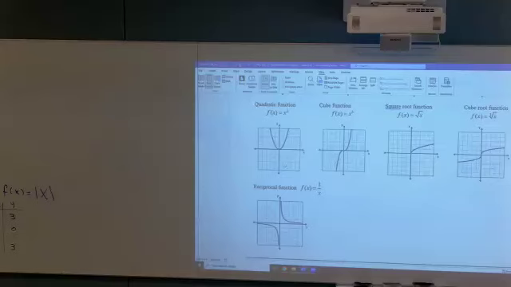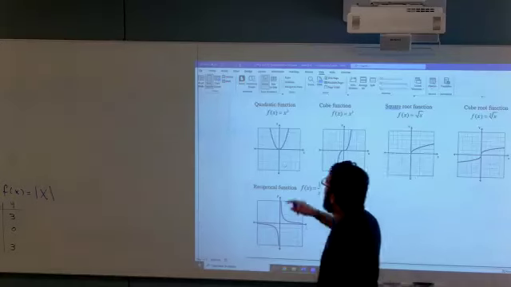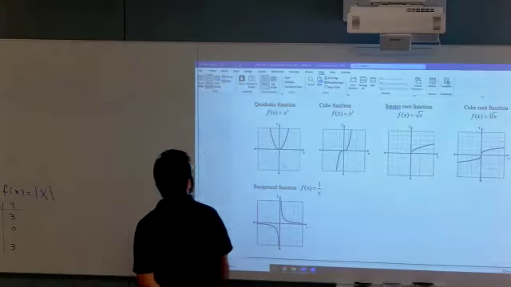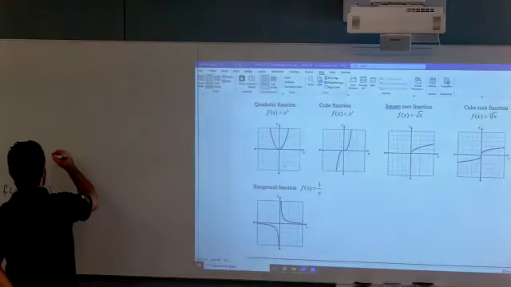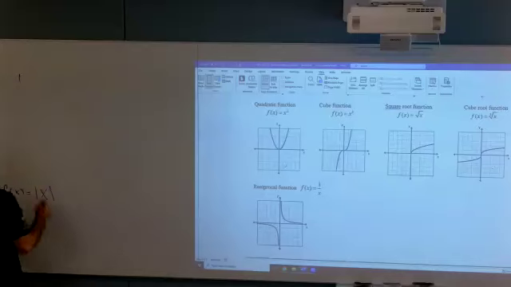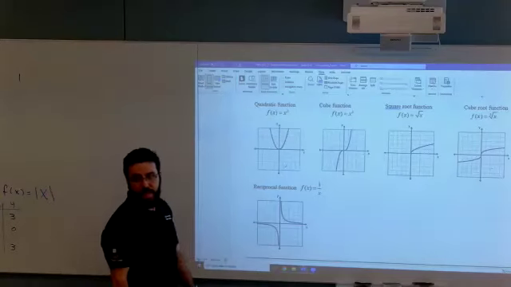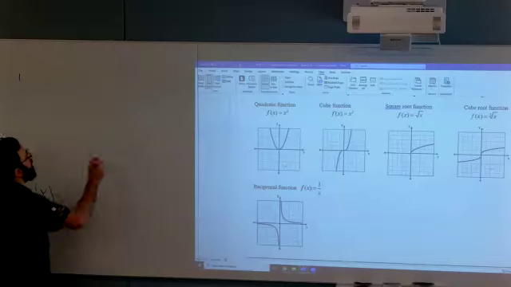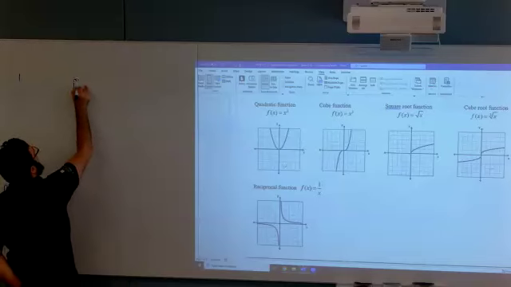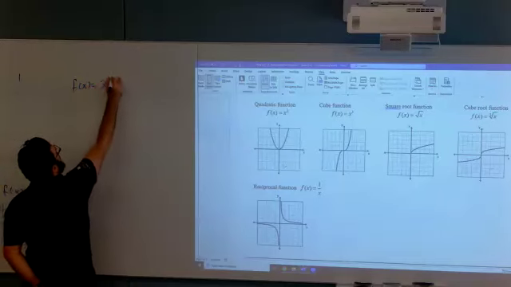Next part is the quadratic function. The function f of x equals x squared is called a quadratic function.